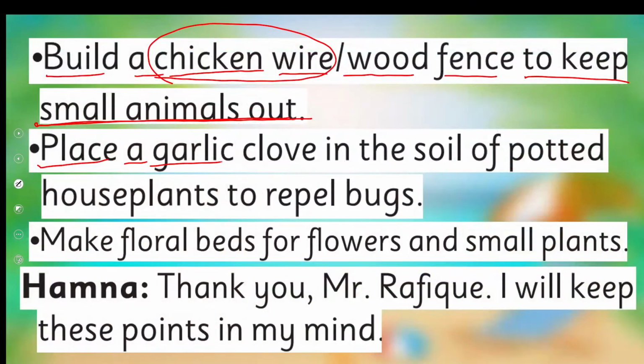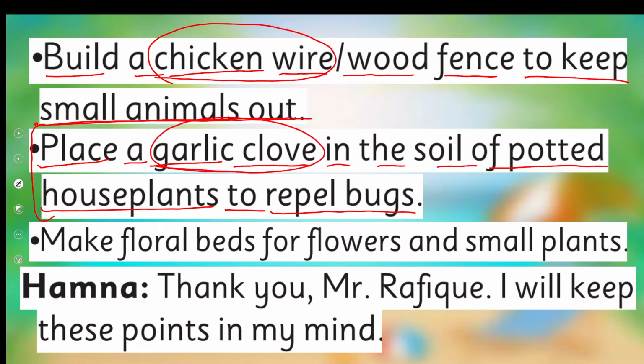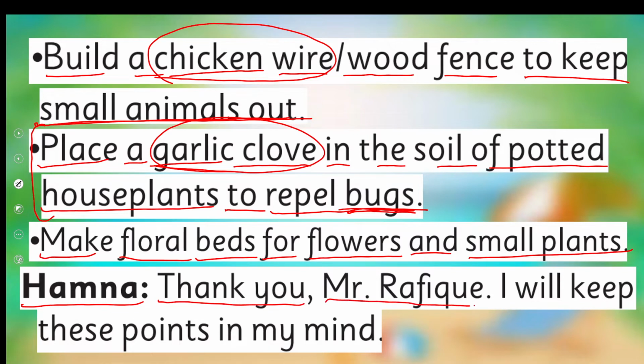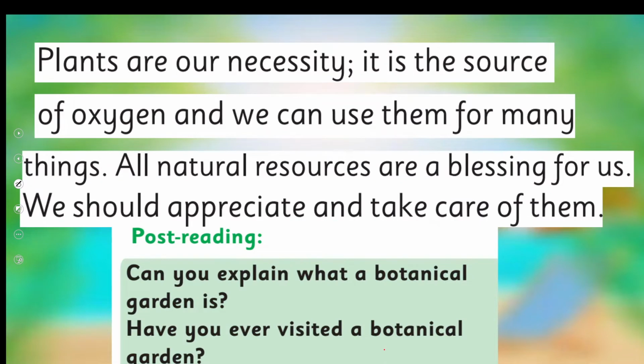Place a garlic clove in the soil of potted house plants to repel bugs. You see, he is giving a tip. When you place a garlic clove in a plant pot, the bugs stay away from your plants. Make floral beds for flowers and small plants. So these are the tips he has given. Now Hamna says, thank you, Mr. Rafiq. I will keep these points in my mind.